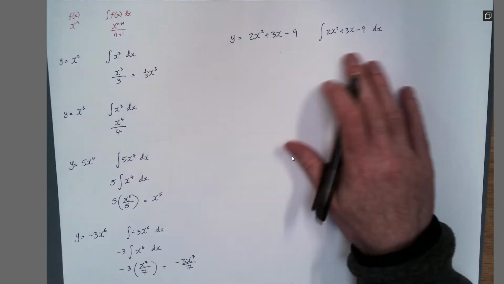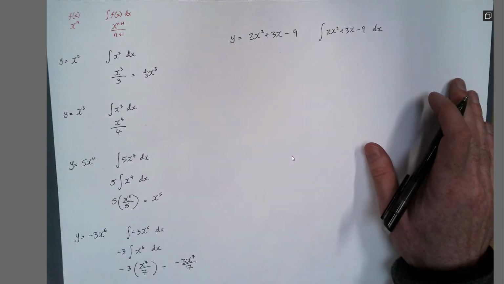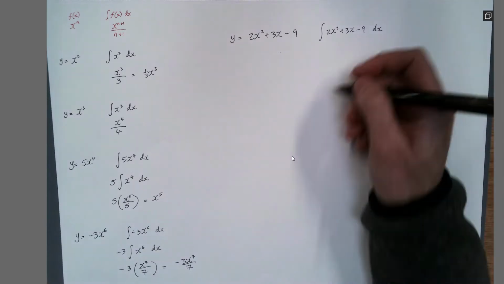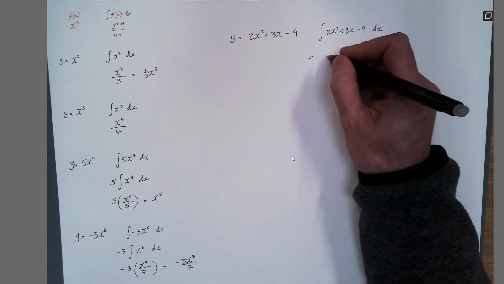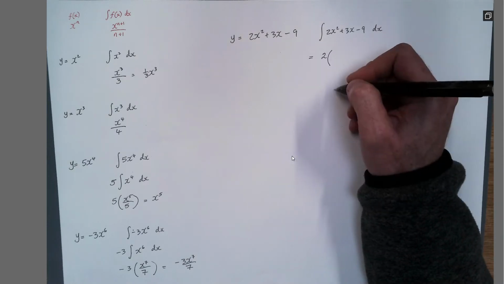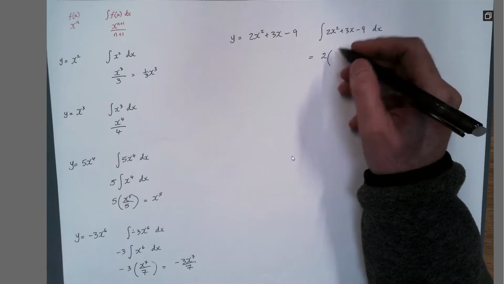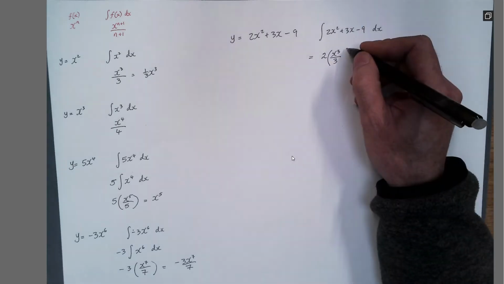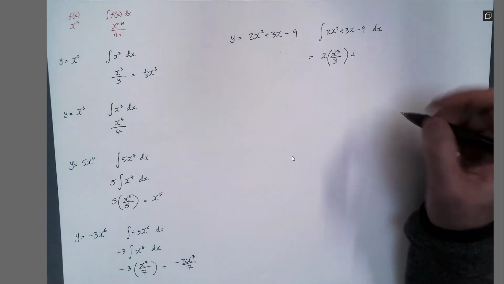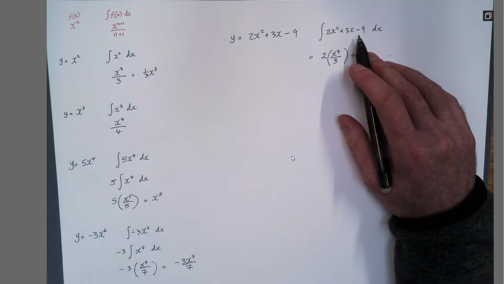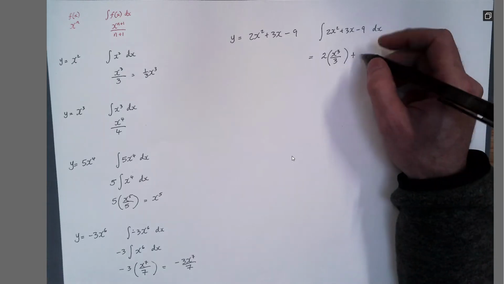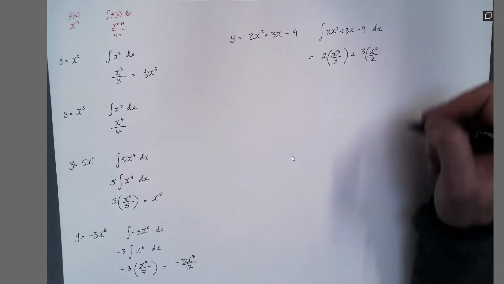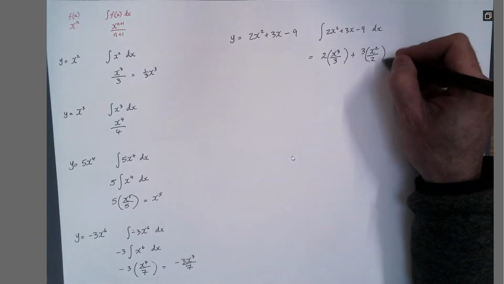Now we can split it into the three terms and do them individually. So the integration of x squared gives x cubed over 3, plus the integration of 3x, which gives 3x squared over 2, and then the integration of 9, which gives 9x, then adding the constant.